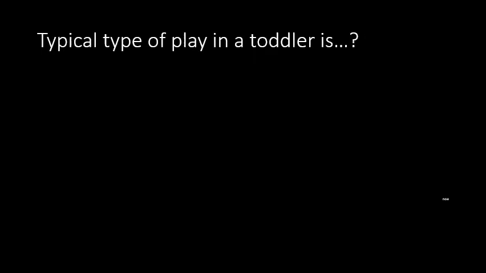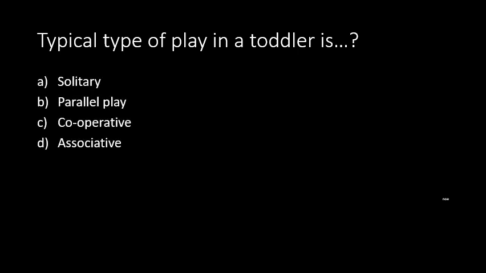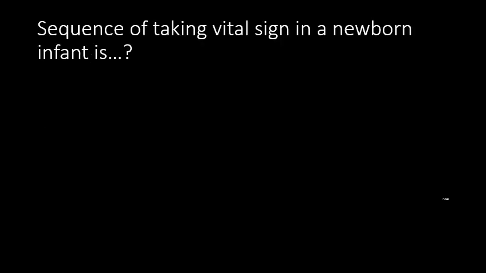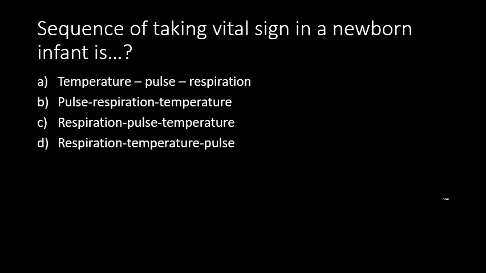Next question. Typical type of play in a toddler is: option A. Solitary, option B. Parallel play, option C. Cooperative, option D. Associative. And the answer is parallel play. Sequence of taking vital signs in a newborn infant is: option A. Temperature, pulse, respiration, B. Pulse, respiration, temperature, C. Respiration, pulse, temperature, D. Respiration, temperature, pulse. And the answer is respiration, pulse, temperature.